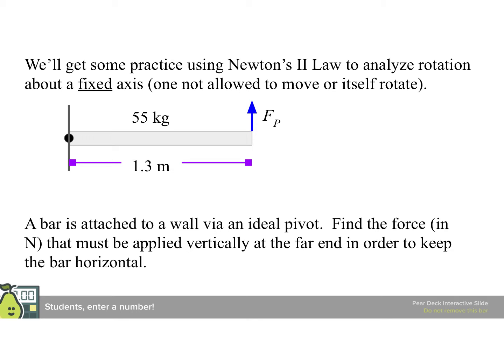We will later allow it to move. Right now we're not going to allow it to move either. But later we'll allow it to slide sideways as long as the axis of rotation itself does not bend. So consider this problem. A bar is attached to a wall via an ideal pivot. Find the force in newtons that must be applied vertically at the far end in order to keep the bar horizontal.